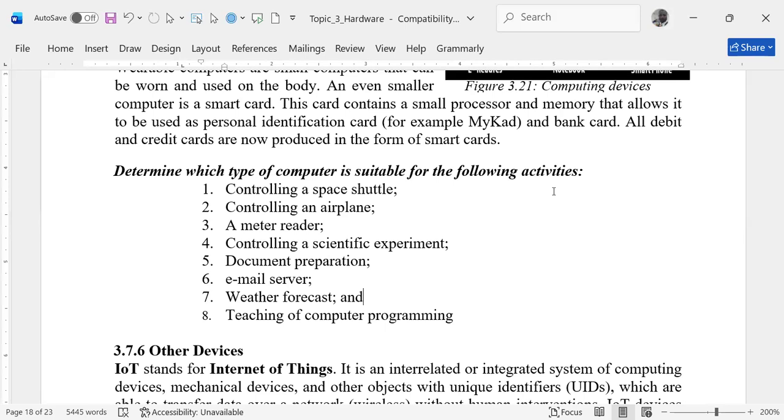So here, controlling a space shuttle, which category of computers can suit this? Then you choose one. If it's a super, you type exactly what is here. You have it there. So just say equal to. Then if the answer is mini computer, just write mini computer. If the answer is micro computer, then question one, controlling a space shuttle is equal to microcomputer. Do you understand it? Okay, sir. Simple.